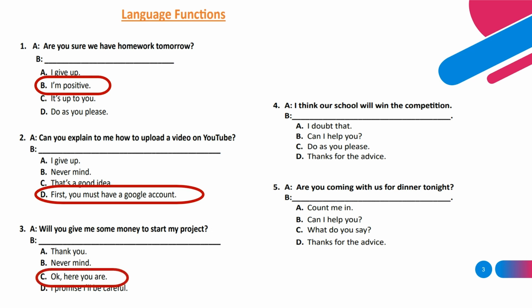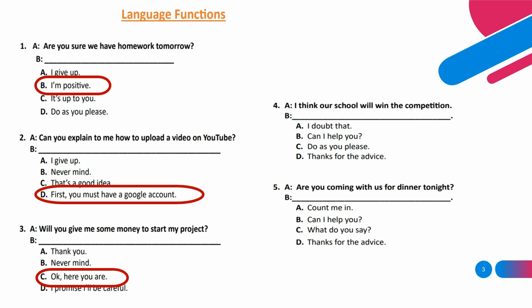Number 4, I think our school will win this competition. Here I'm predicting. So the answer should be either I agree with this prediction or I disagree. And I will go with the answer A, which is I doubt that, and this means that I disagree. Can I help you? Do as you please, and thanks for your advice are not suitable answers, especially the last one, because the sentence is not an advice.